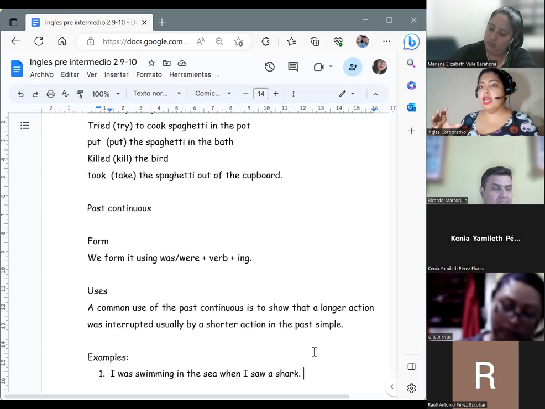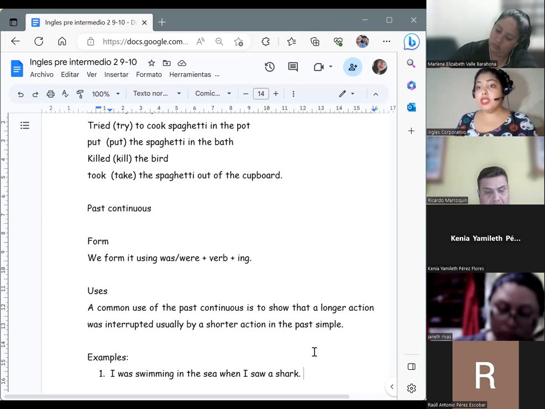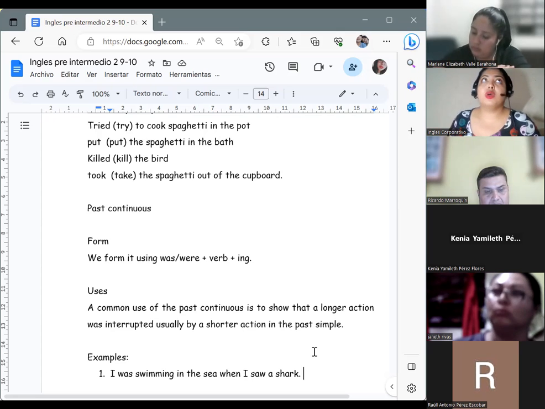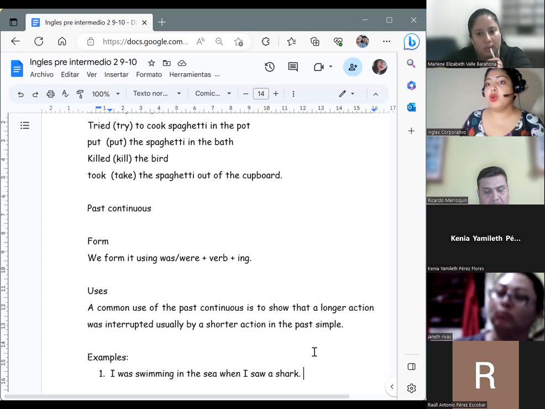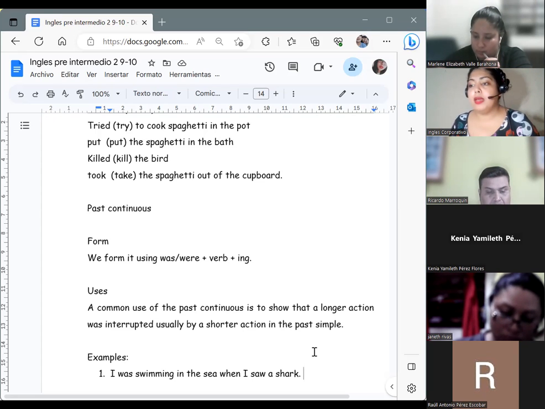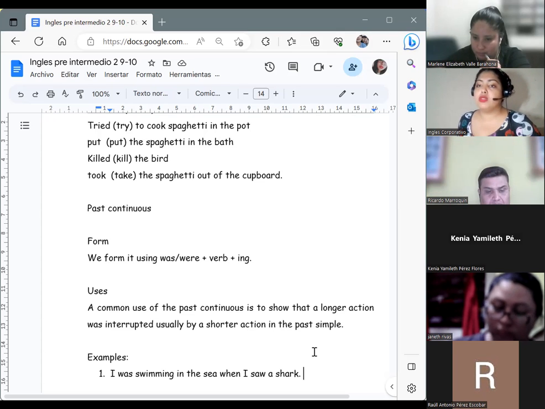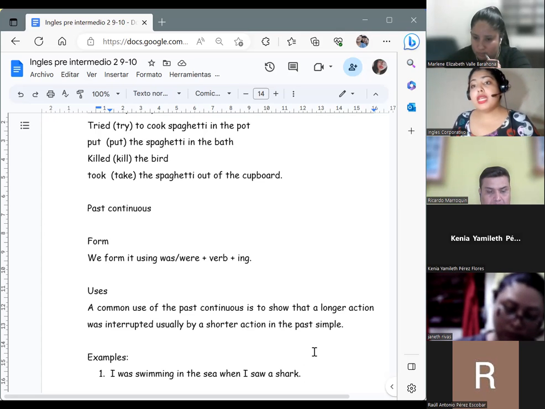So in this case, the longer action is the one with the ing form. And the shorter one is the part in which we are using the simple past. And also, when we are using this kind of structures, we are going to use the word when. Cuando utilicemos estas formas en las cuales una acción más corta interrumpe a una más larga, vamos a utilizar when, así como lo vemos en la oración.